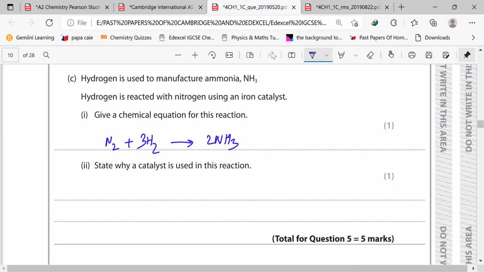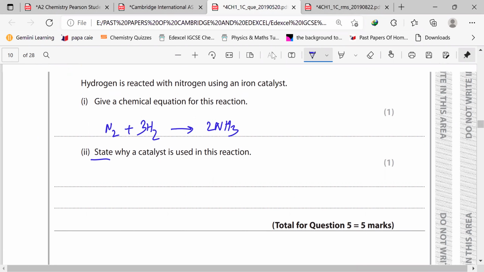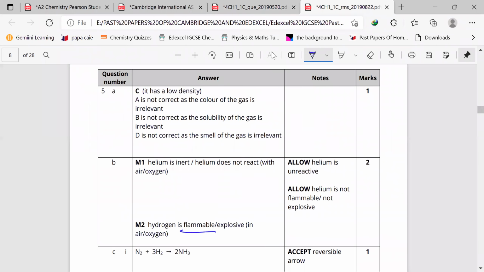State why a catalyst is used in this reaction. To increase the rate of reaction. Fine. Because it's a statement only, right?